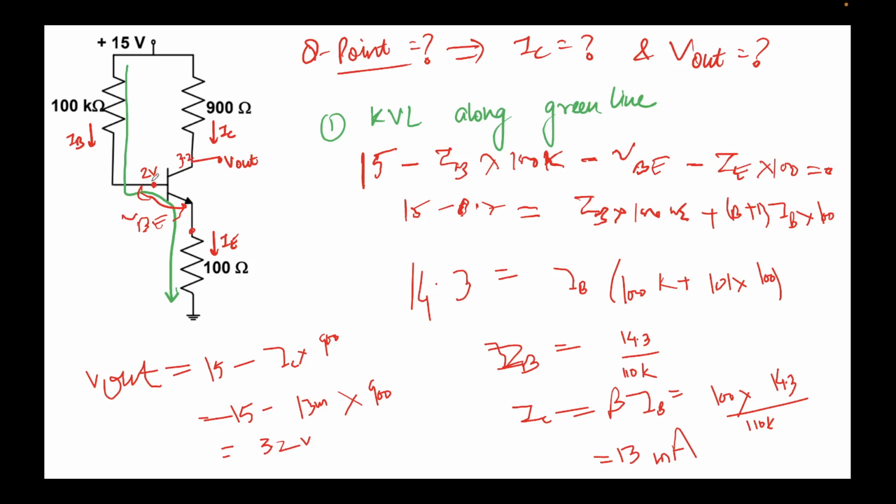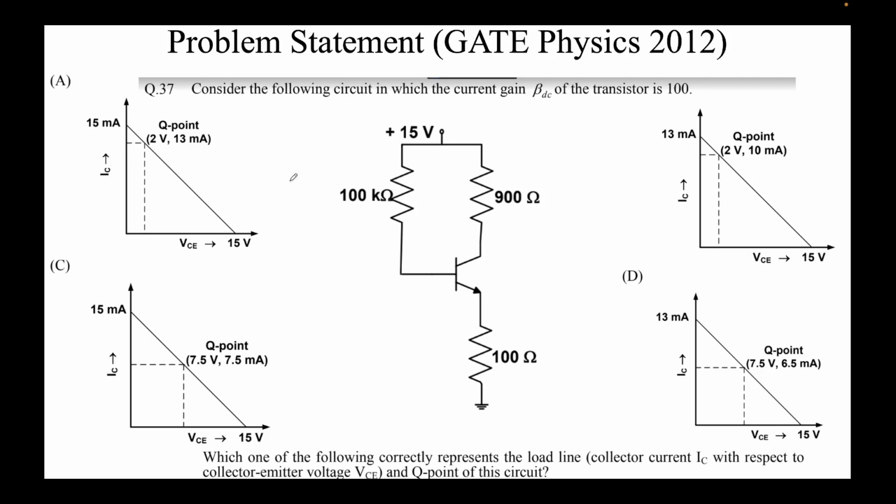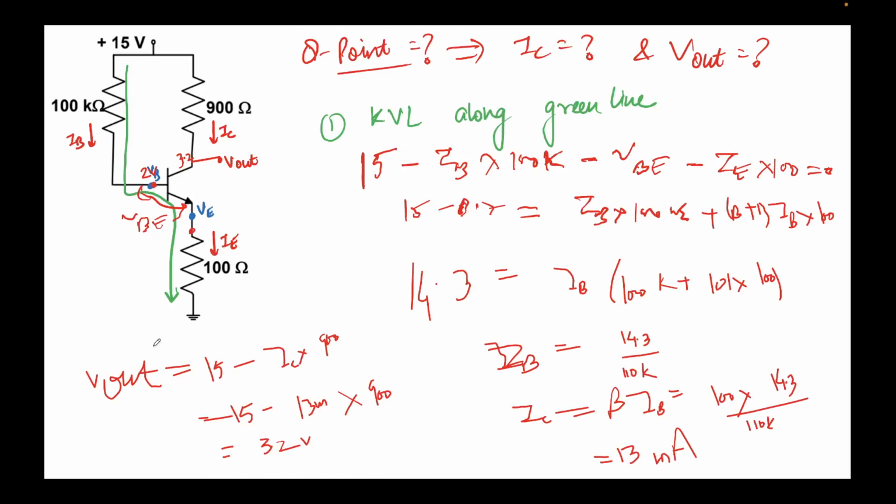N is at a higher potential as compared to the P junction. So what we saw was that the current came out to be around 13 milliamps. And we were required to find VCE.